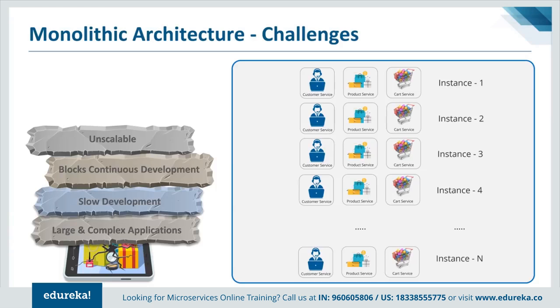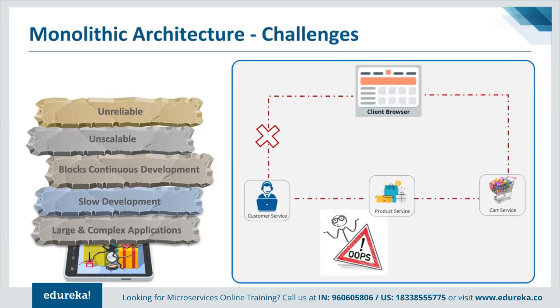Also, different application components have different resource requirements. One might be CPU intensive, right? While the other might be memory intensive. And with a monolithic architecture, we cannot scale each component independently, right? So if you can see the example that is there in front of your screen, here we have customer service, product service, and cart service. This is one instance, and this is how we are scaling it, right? If I have to increase only the customer service, I have to scale up the customer service. I have to do that for product and cart service as well, right?